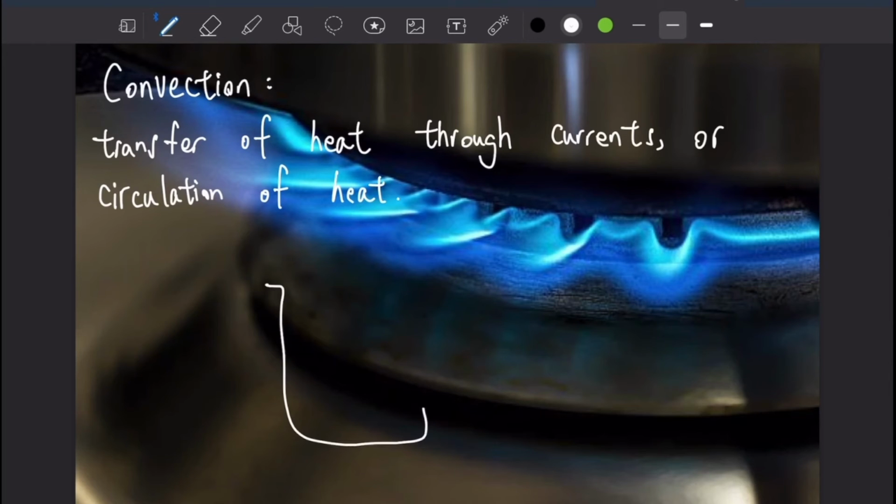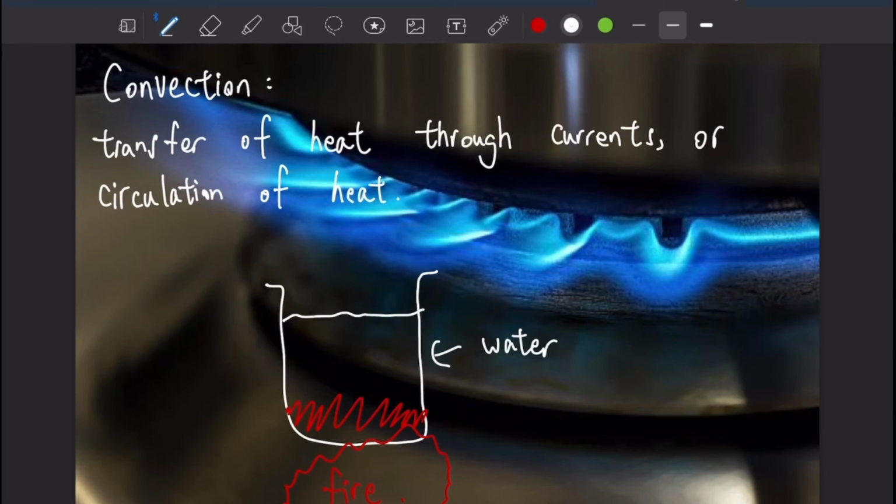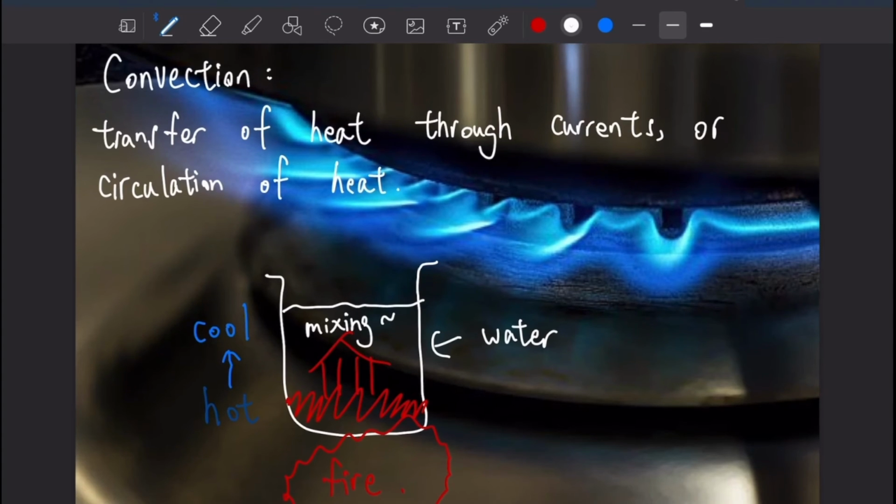And convection is the transfer of heat through current or circulation of heat. Take the water in the pan as an example again. There are warm water molecules and cold water molecules at the same time. Just like once you add some cold water into a cup of hot water, there will be hot liquid and cold water in the cup at the same time. Back to convection, the warm water molecules will keep circulating throughout the water due to the temperature difference.